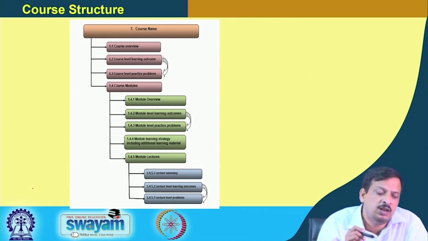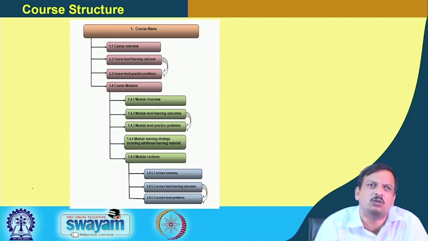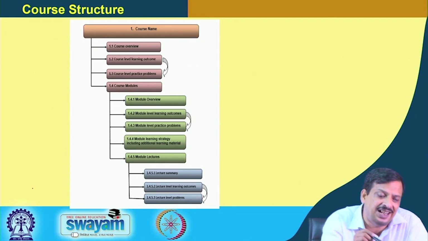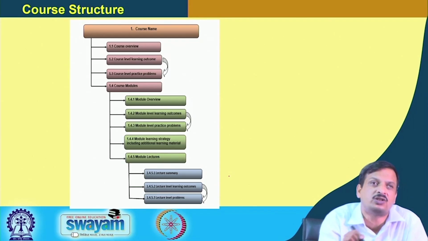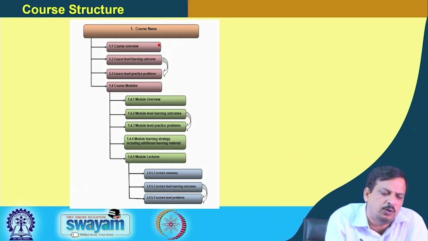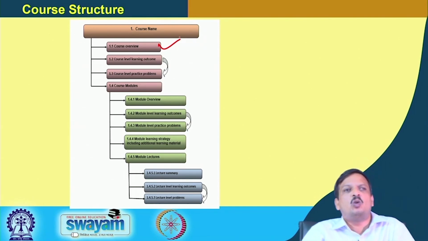Now, a course means a subject; say analog electronics is a course. You have to develop the entire structure of analog electronics this way. What are the structure contents? First is the course name, analog electronics. Then there is a course overview. What is a course overview?